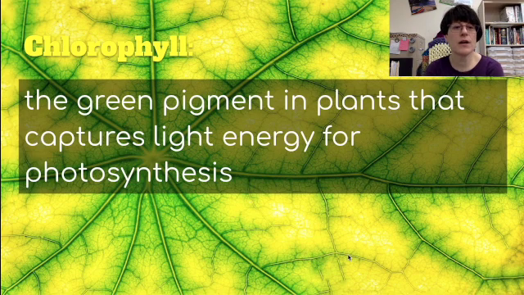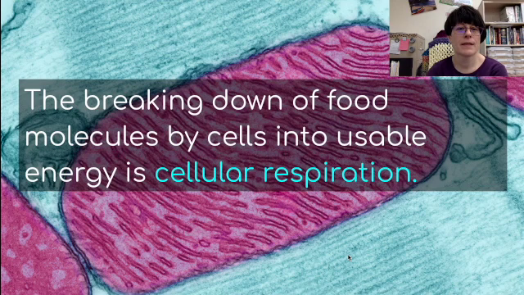Now also recall that there is chlorophyll in the plant cells. This is the green pigment in plants that captures light energy for photosynthesis. And remember, this is in the chloroplast, which is the cell organelle where photosynthesis takes place. The breaking down of molecules by cells into usable energy is cellular respiration. And remember, that takes place in the mitochondria.